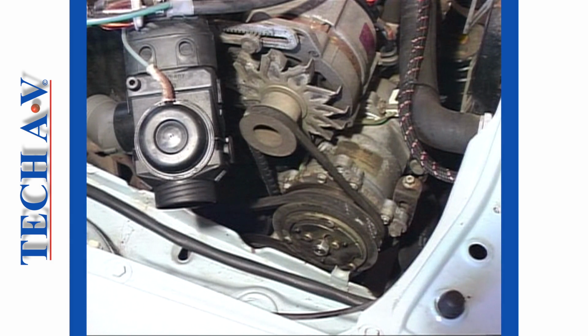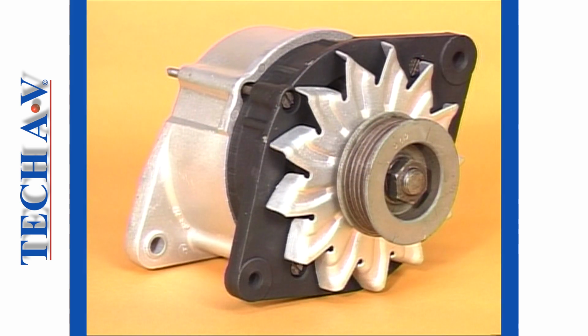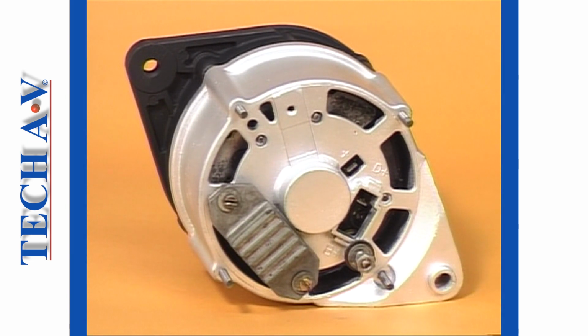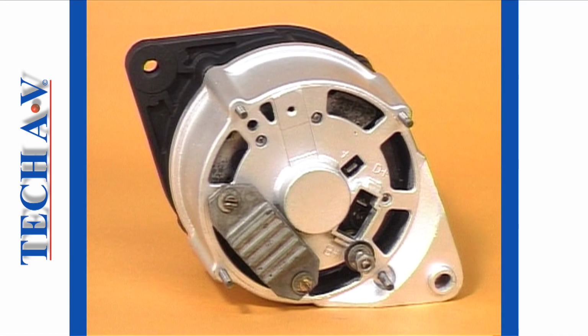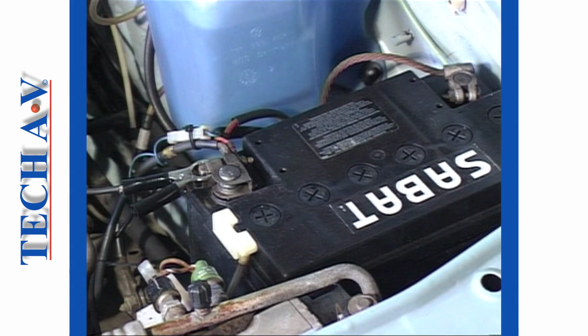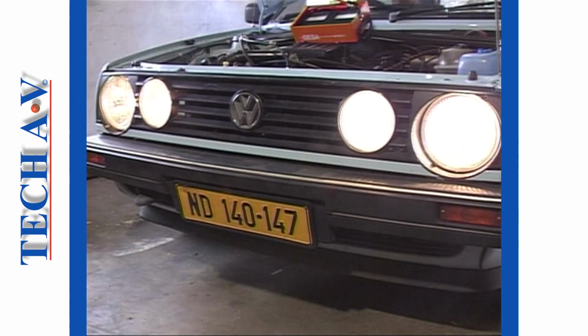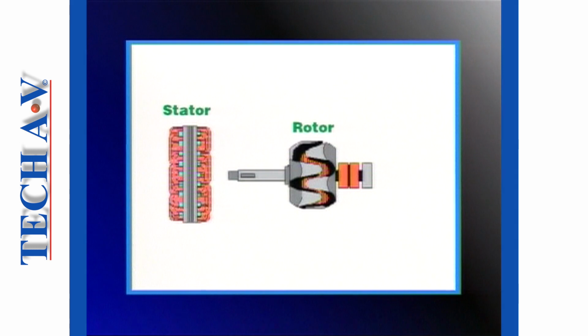Nowadays, most vehicles are equipped with an AC charging system, and the main component in the system is an alternator. An alternator produces alternating current, which is then rectified to become a DC current, which is required in automotive circuits. The function of an alternator is to keep the battery charged and to supply current to various loads whilst the engine is operating. A typical alternator consists of a stator and a rotor.